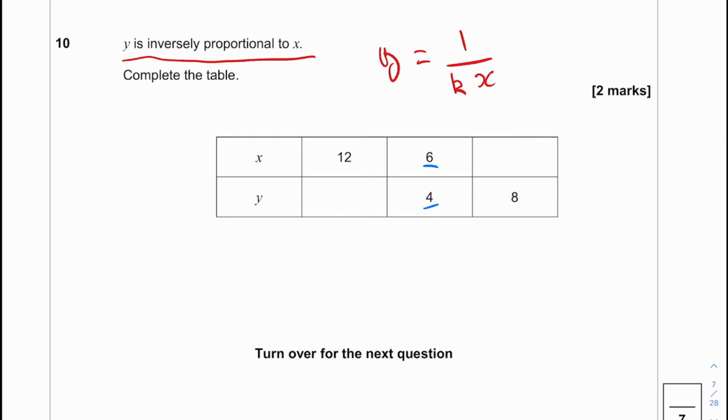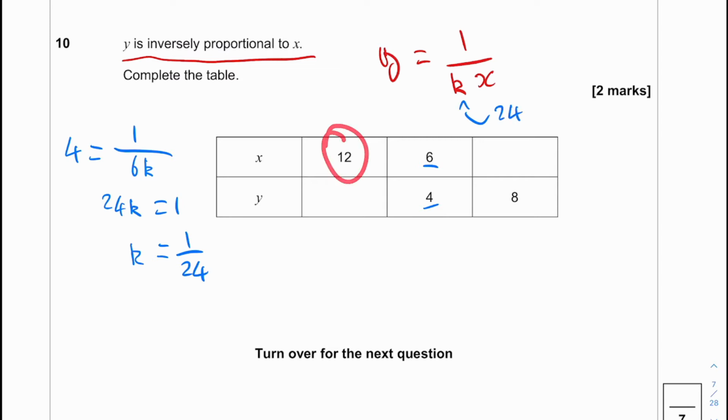So we can say that y, which is 4, is now equal to 1 over k multiplied by x, where x is 6, so we've got 6k. So therefore we've got 24k is equal to 1, so k is equal to 1 over 24. Let's just move this up a little bit, so we've got that here. Okay, so now we know what k is, so we can replace our k with 24 and simply sub in our values of x and y.